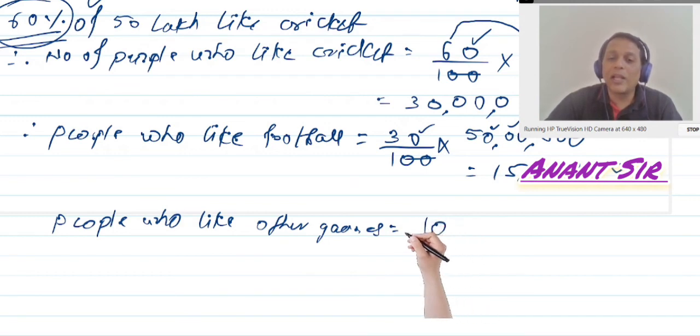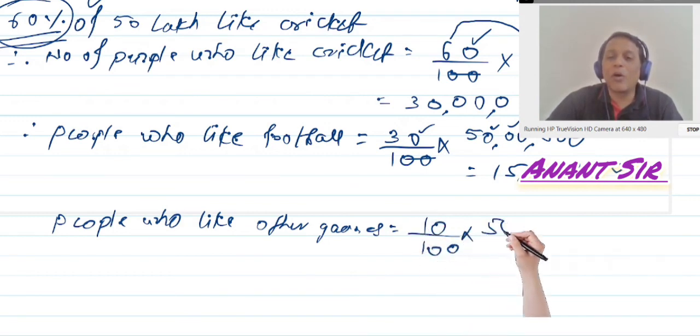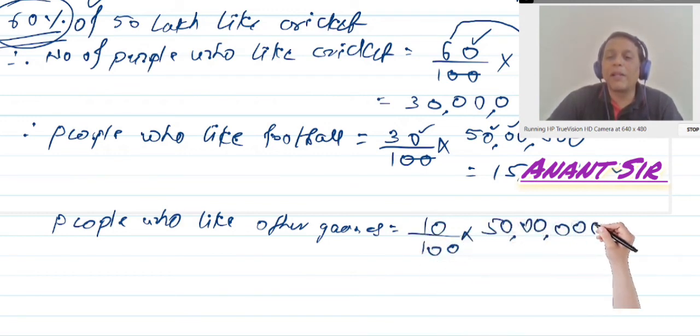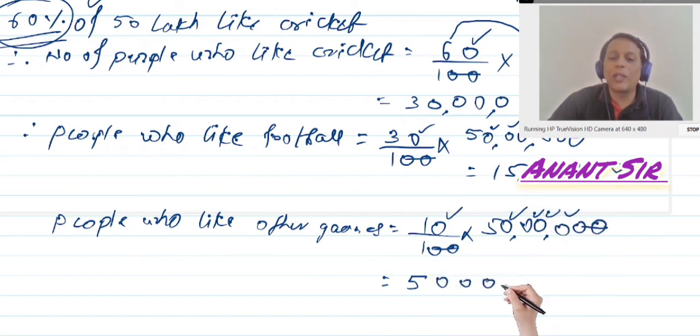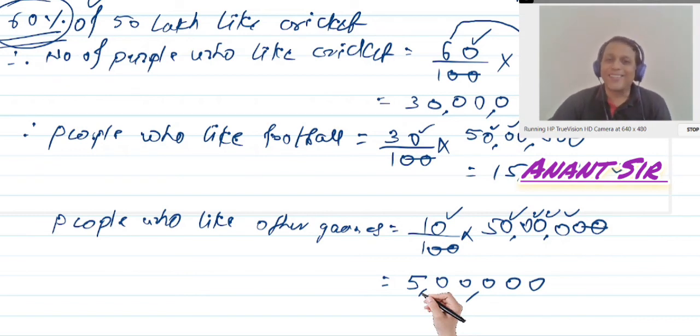10% only. So 10% of 50 lakh people, again cut the 2 zeros. What is the answer? 5 ones are 5. How many zeros? 1, 2, 3, 4, 5. So 5 lakh people like other games.